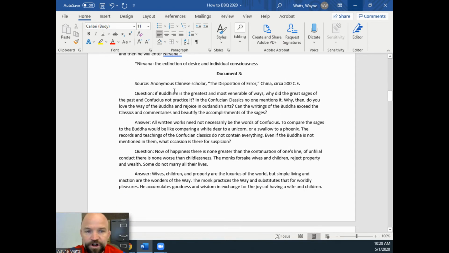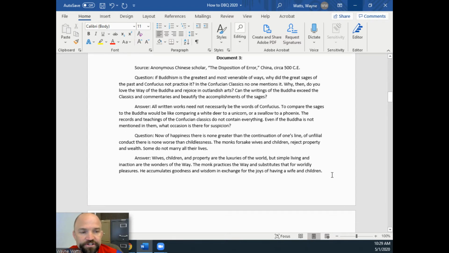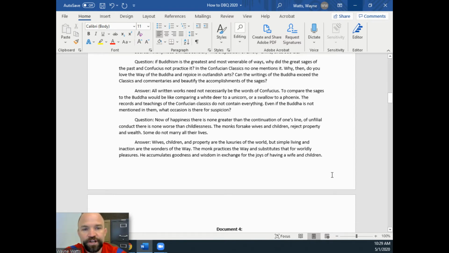Document 3 is from an anonymous Chinese scholar, The Disposition of Error, China, circa 500 of the Common Era. Question: if Buddhism is the greatest and most venerable of ways, why did the great sages of the past and Confucius not practice it? In the Confucian classics, no one mentions it. Why then do you love the way of the Buddha and rejoice in outlandish arts? Can the writings of the Buddha exceed the classics and commentaries and beautify the accomplishments of the sages?